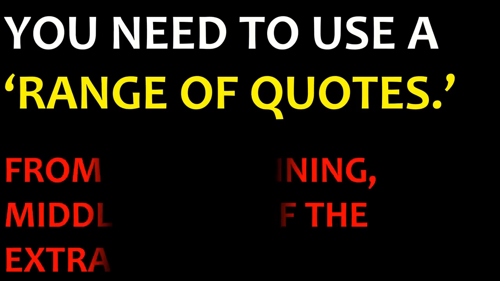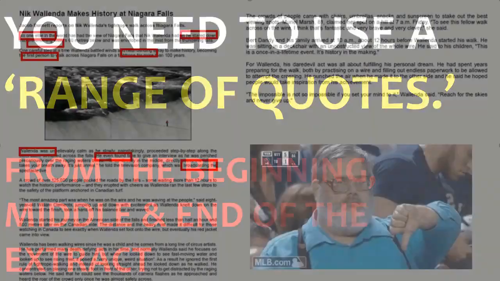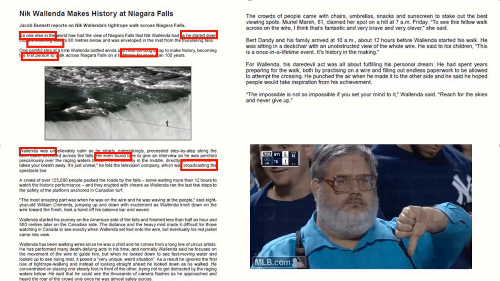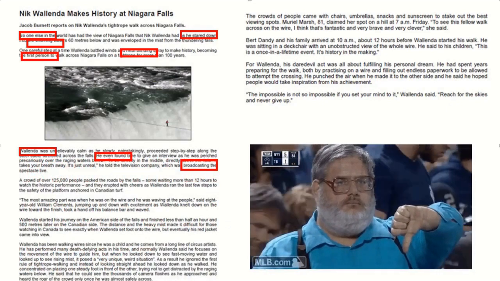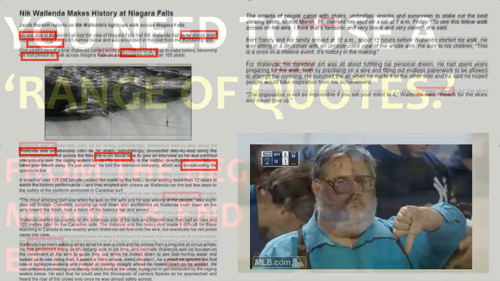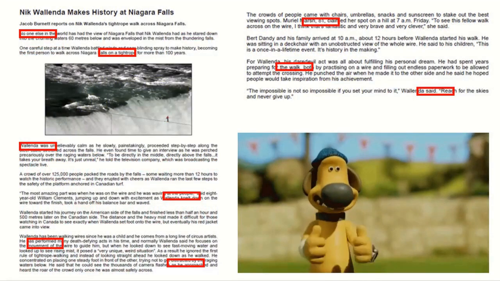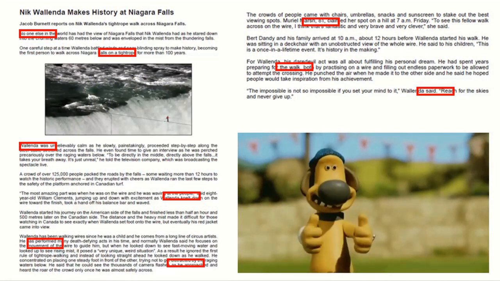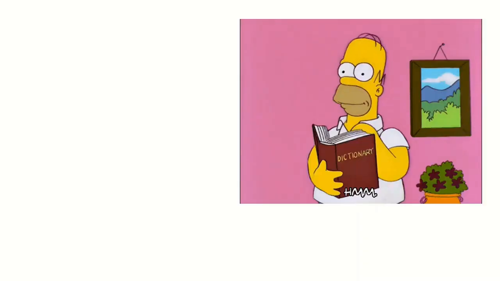You need to use a range of quotes from the beginning, middle, and end of the extract. So if you're doing an extract and you're just taking quotes from here, you would get marked down because you're not showing the examiner that you've read the whole extract. So we need to be doing something like this. It doesn't have to be literally one every paragraph, but even if you took one quote from towards the end of the extract and all the other stuff was quite early on, that's fine, but you've got to show the examiner you've read the whole thing.